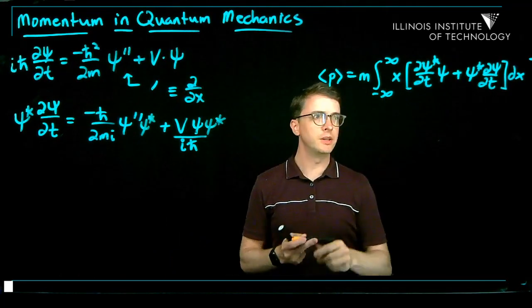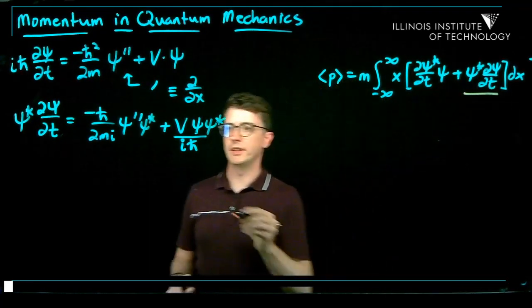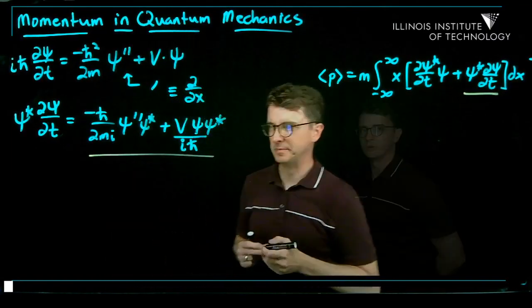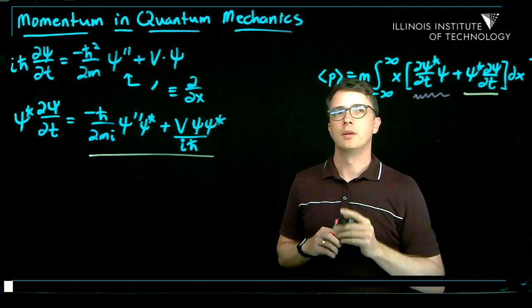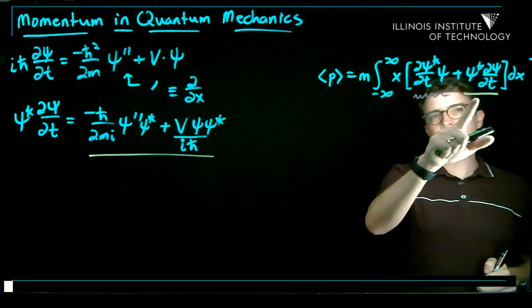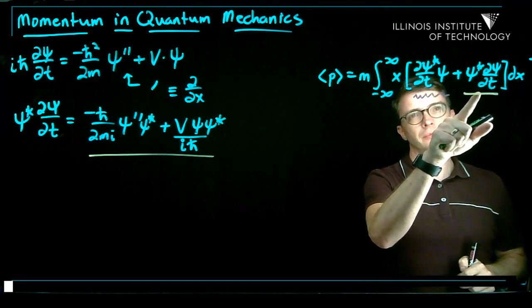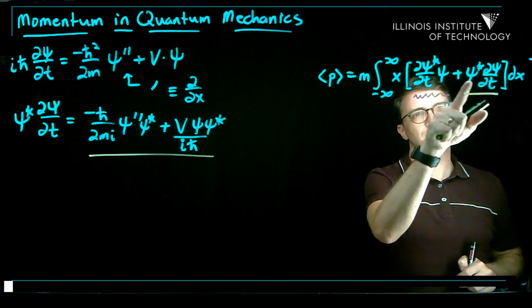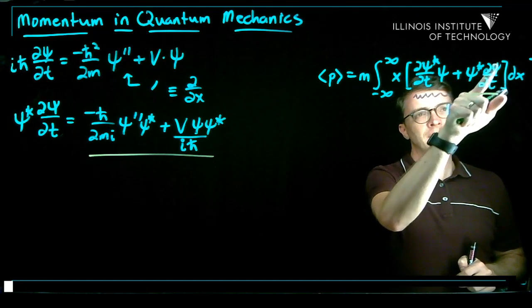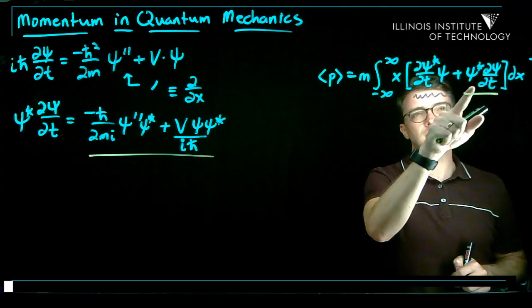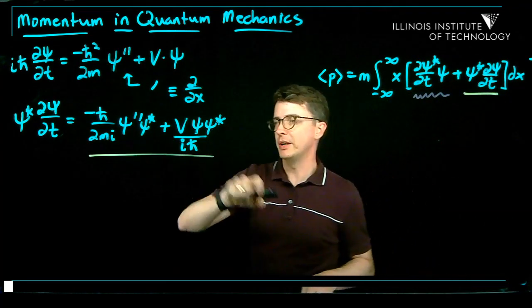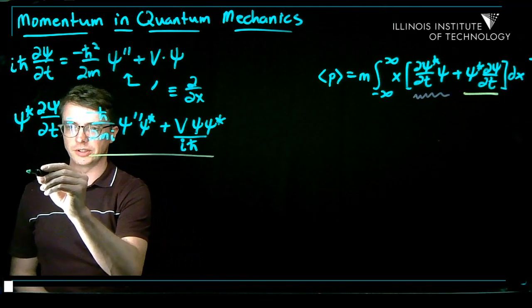So this term here is exactly the same as this whole thing. Now what about this term? That term, if you think about it, is just the complex conjugate of this term, right? If I take the complex conjugate of psi star, I end up with psi. And if I take the complex conjugate of d psi dt, I end up with d psi star dt. So let me write this again, but take the complex conjugate of both sides.